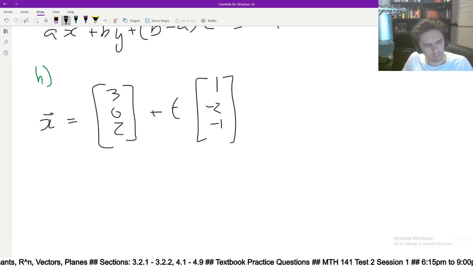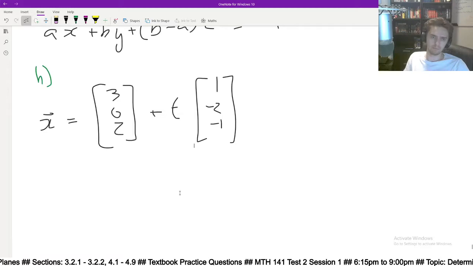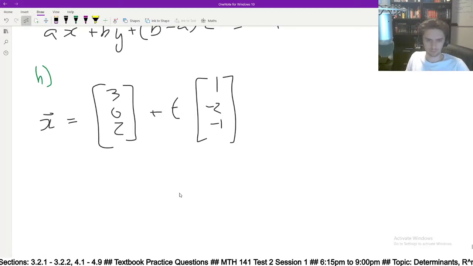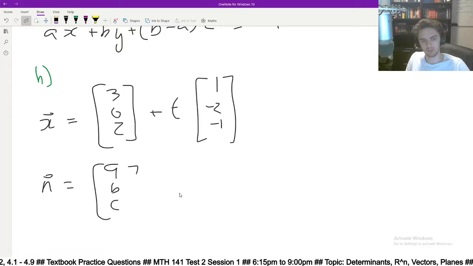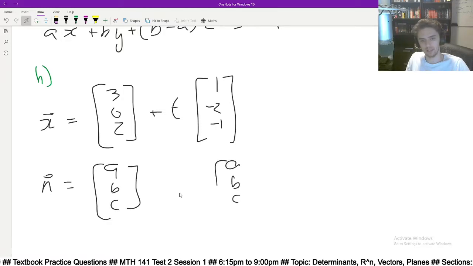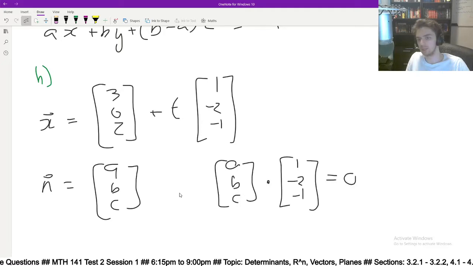Okay, actually kind of similar to the last question. We know the normal to our plane is going to be ABC. We know that ABC dotted with 1, negative 2, negative 1 is going to be 0.